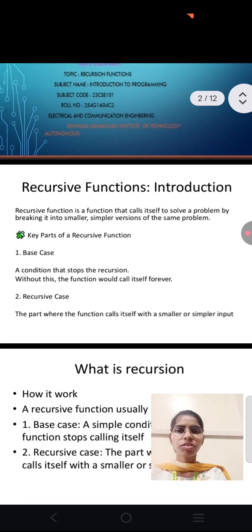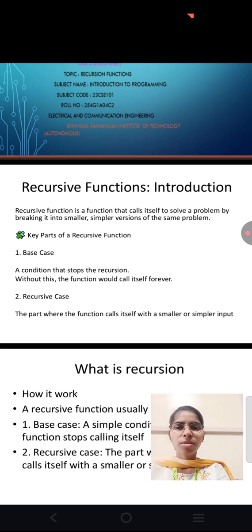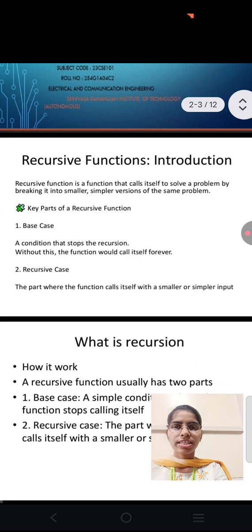Let us see the definition of base case. A condition that stops the recursion. Without this, the function would call itself forever. Let us see the definition of recursive case. The part where the function calls itself with a smaller or simpler input.